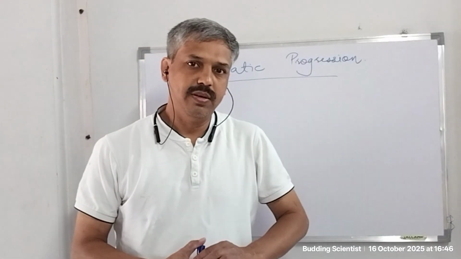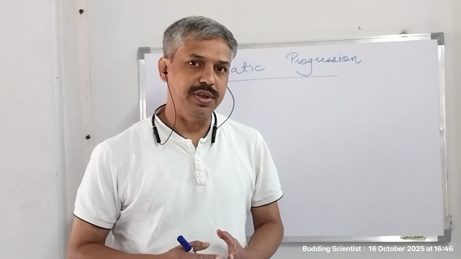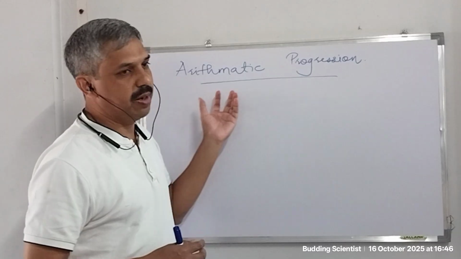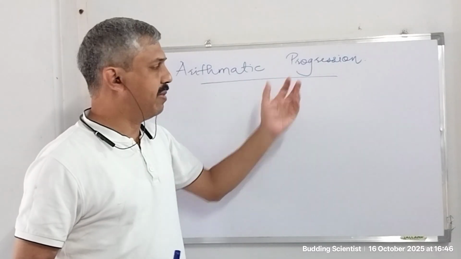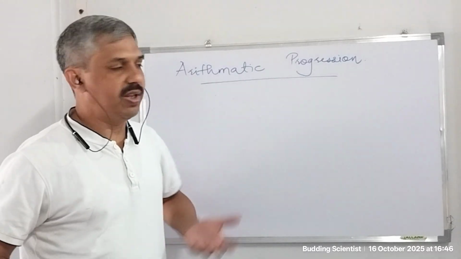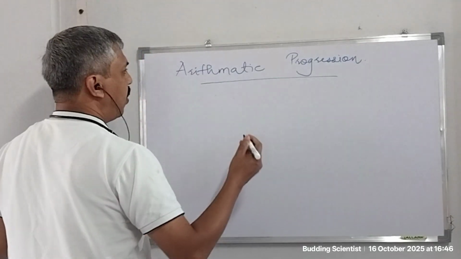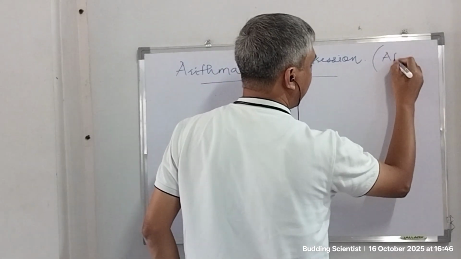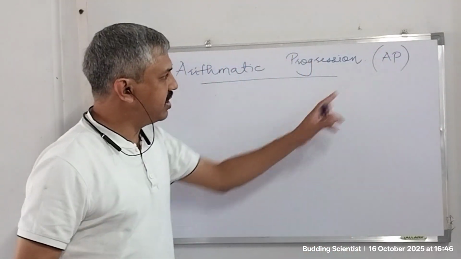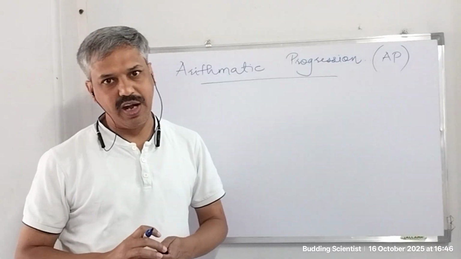Hello everyone, welcome to the revision and we are going to start with the first chapter, that is arithmetic progression. This is the first chapter of our revision. So what is arithmetic progression? It is abbreviated as AP as well. What does this AP or arithmetic progression stand for?